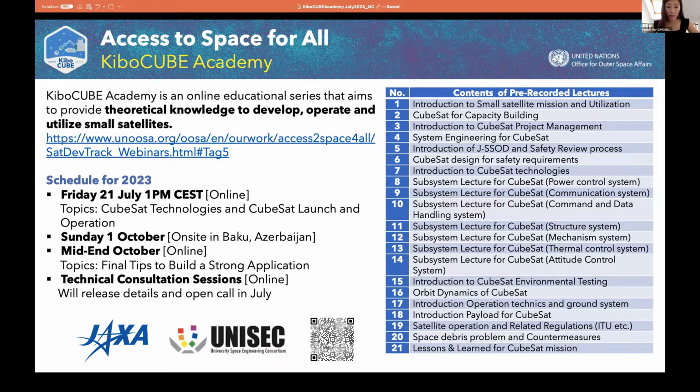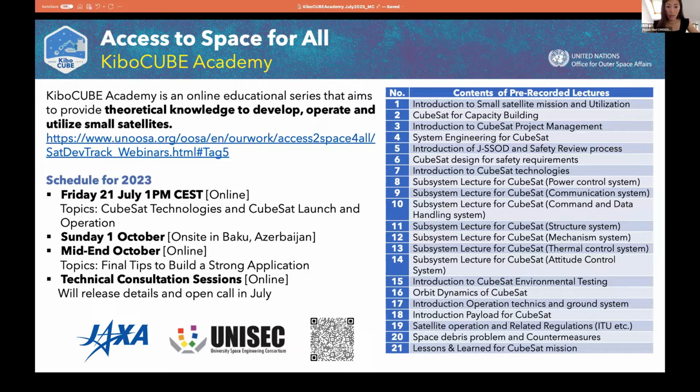But also for this year, we have some online sessions coming up. So you're in one of them right now. Thank you for joining today. And then we have 3 more actually coming up. So one is on Sunday, the 1st of October. This is actually not online, it's on-site in Baku. So this year, the IAC, the International Astronautical Congress, will be held in Baku in Azerbaijan. So we will be doing an on-site event for KiboCUBE Academy there.